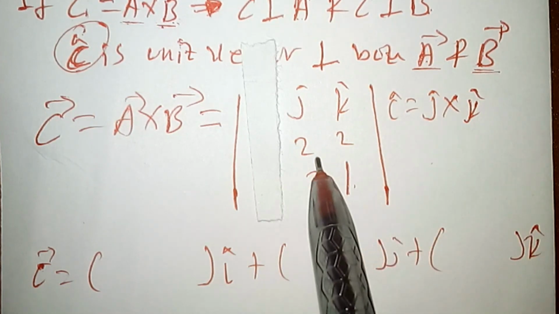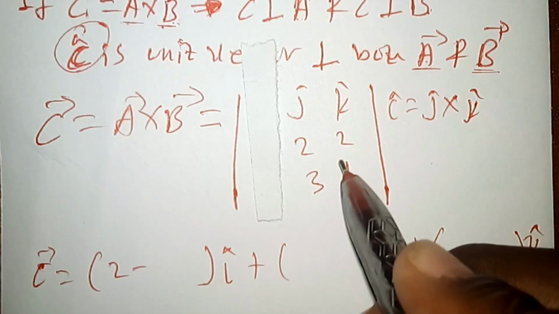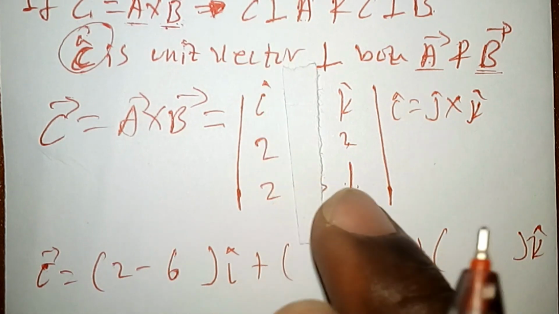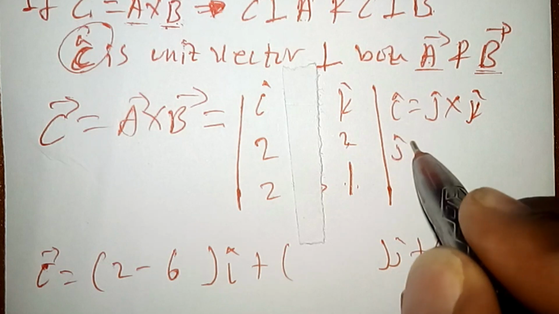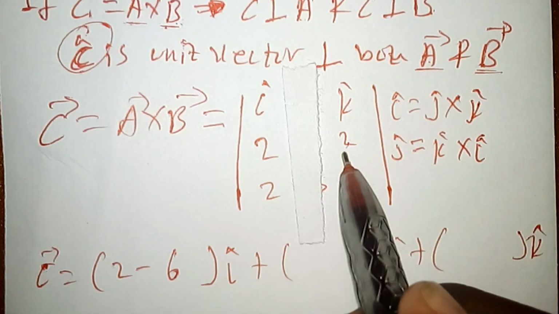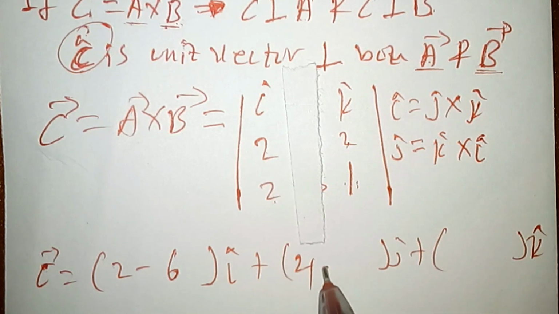So J cross K is 2 times 1, which is 2, minus 3 times 2, or 2 times 3, which is equal to 6. And then we cover J. J is equal to K cross I. We know that. That is 2 times 2 is 4, and 2 times 1 is 2.